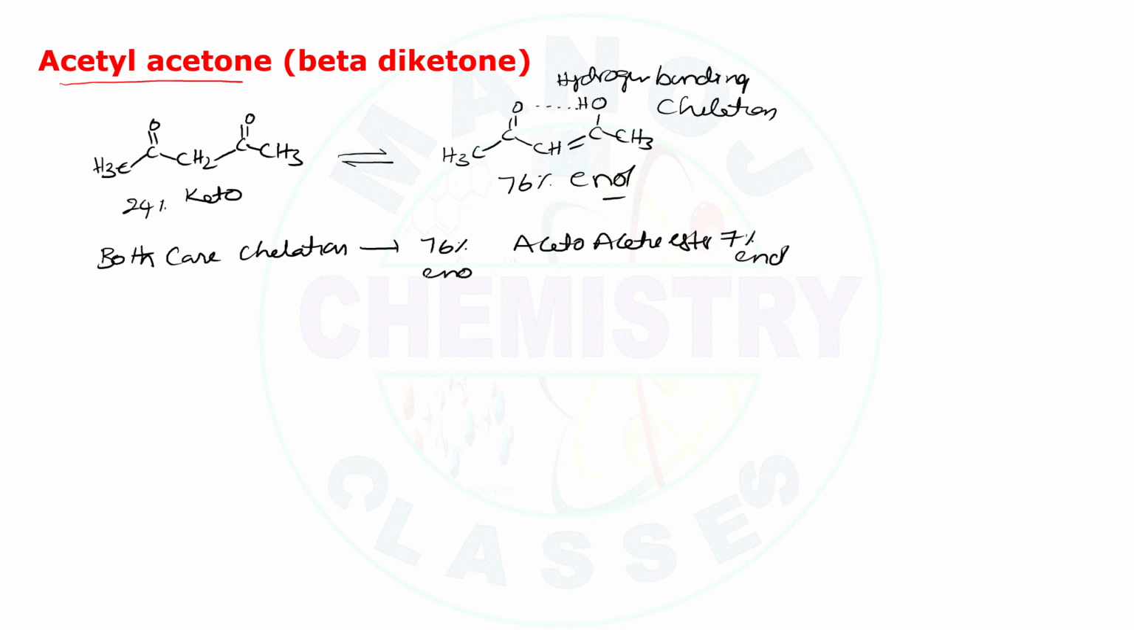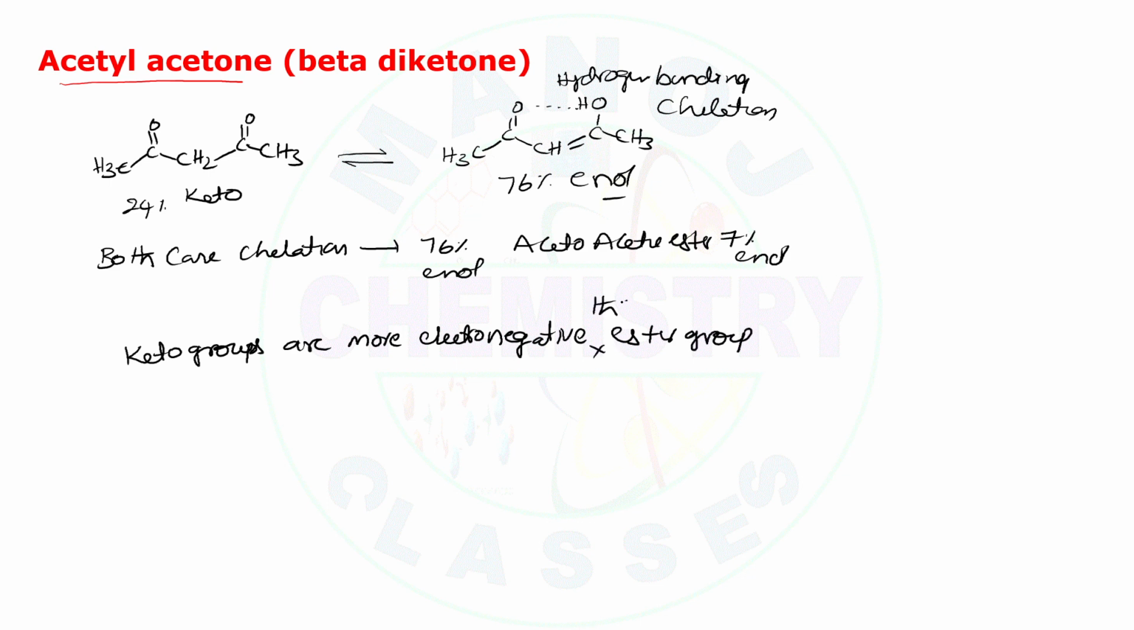So what is the reason? Let us discuss the reason. The reason for the greater amount of enol than in acetoacetic ester is that keto groups are more electronegative than the ester group. Due to that, the enol content is higher here.